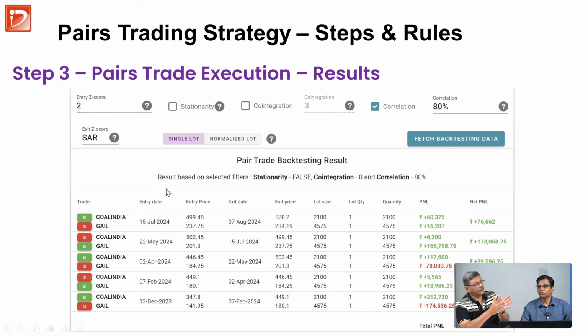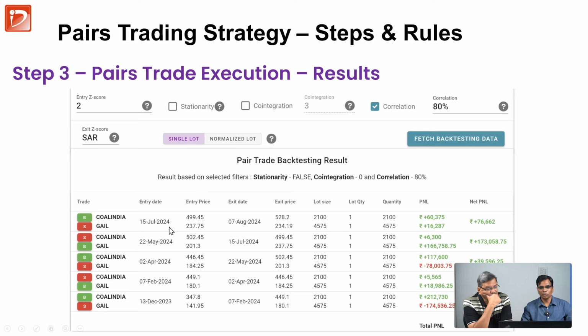I'm asking too many questions, but I'm sure when you say 2 years, it is 2 years from today. So let's say 1 year from now, it will be a 3-year backtest. Yes, a 3-year backtest. You will see the entry date, entry price, exit date, exit price, lot size at that point of time, and all those details.